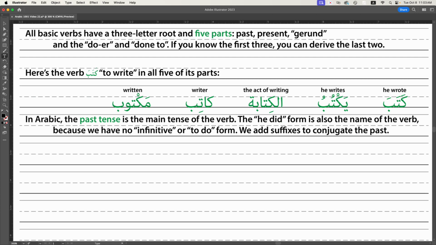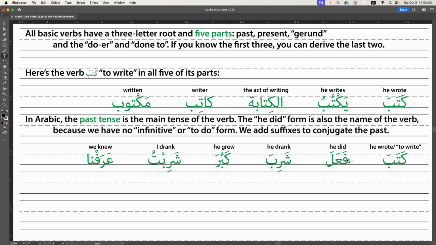And we add suffixes to conjugate the past. If you go back to one of the previous sets of lessons where I'm talking about the verb laysa, that verb is using the past tense suffixes. So they'll be a little bit familiar to you when in the next set of videos I talk about the past tense. So here's a bunch of examples of them. Kataba literally means he wrote, but is also the name of the verb, to write. Fa'ala literally means he did, also the name of the verb to do. We use the fa'ain lam root, the to do root, to name the various patterns in Arabic.